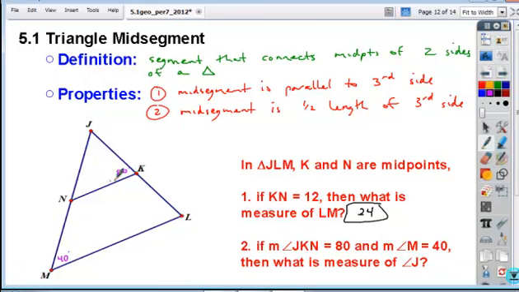And the fact that this is a midsegment means that it's parallel to the third side, so what do you know about these two corresponding angles? They'll be equal, so we have an angle of 80, an angle of 40. Angle J is the third angle of a triangle, so what does it have to be? 60, so that would be your measure.